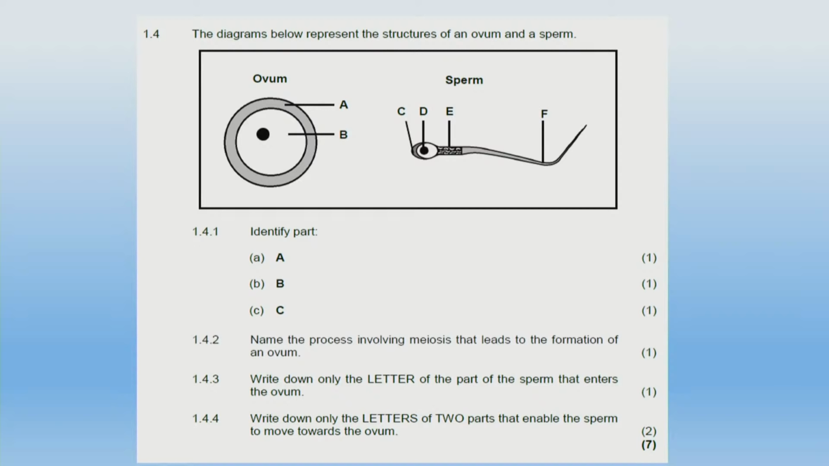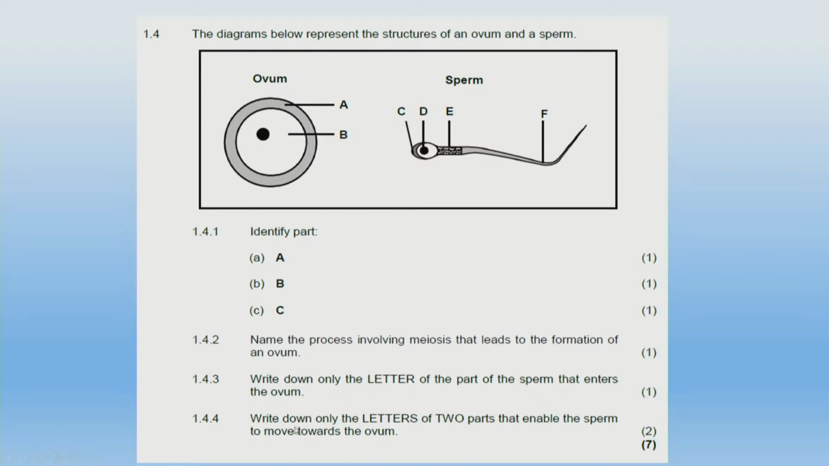And then question 1.4.2, name the process involving meiosis that leads to the formation of an ovum. The name of that process is oogenesis. 1.4.3, write down only the letter of the part of the sperm that enters the ovum. So that will be part number D, which is the nucleus.